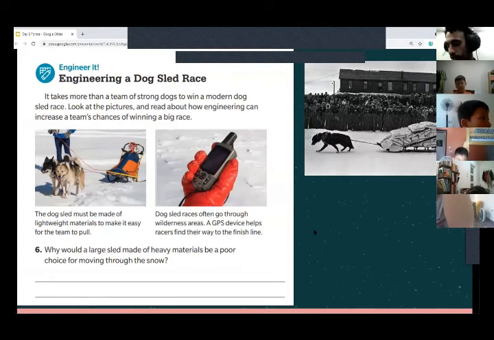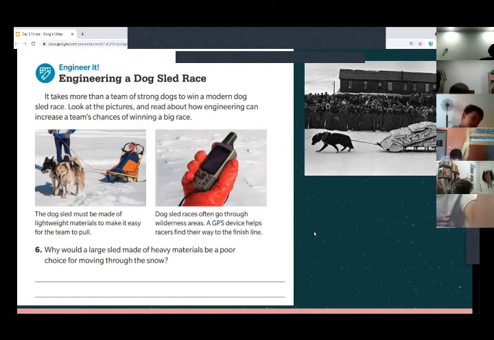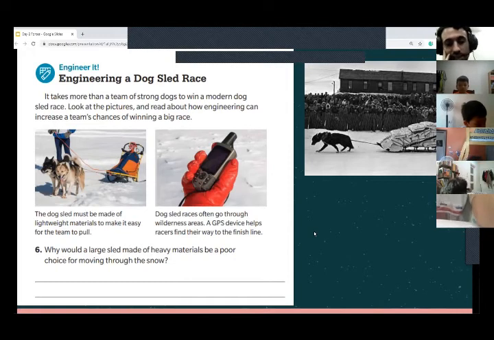It takes less force. Just like it takes less force to pick up my remote than it takes to pick up my chair. The lighter something is, the less force it takes. And in the second picture, dog sled races often go through wilderness areas. This kind of means like the forest. A GPS device helps racers find their way to the finish line.